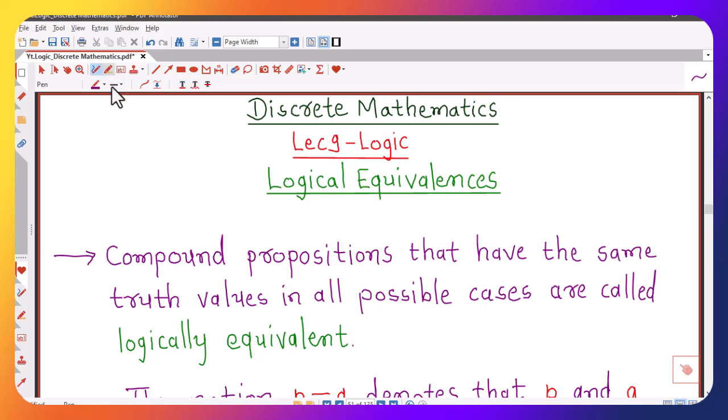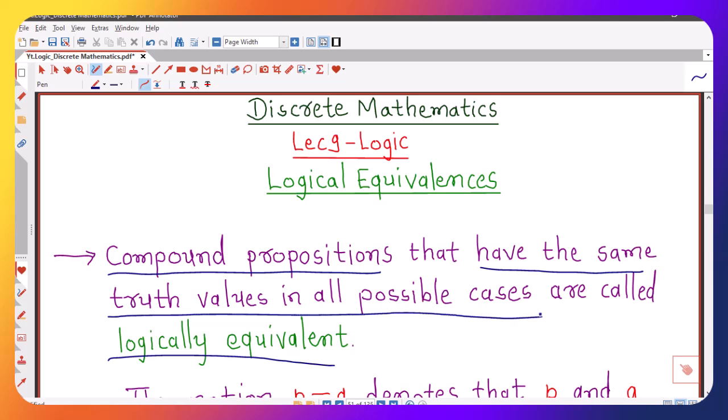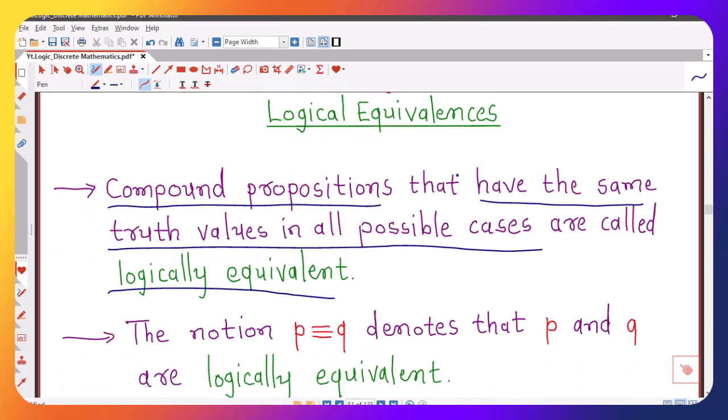In this lecture, we are going to talk about equivalence of two statement formulas, or logical equivalences of statement formulas. Whenever we have two compound propositions, they are called logically equivalent if they have the same truth values in all possible cases.